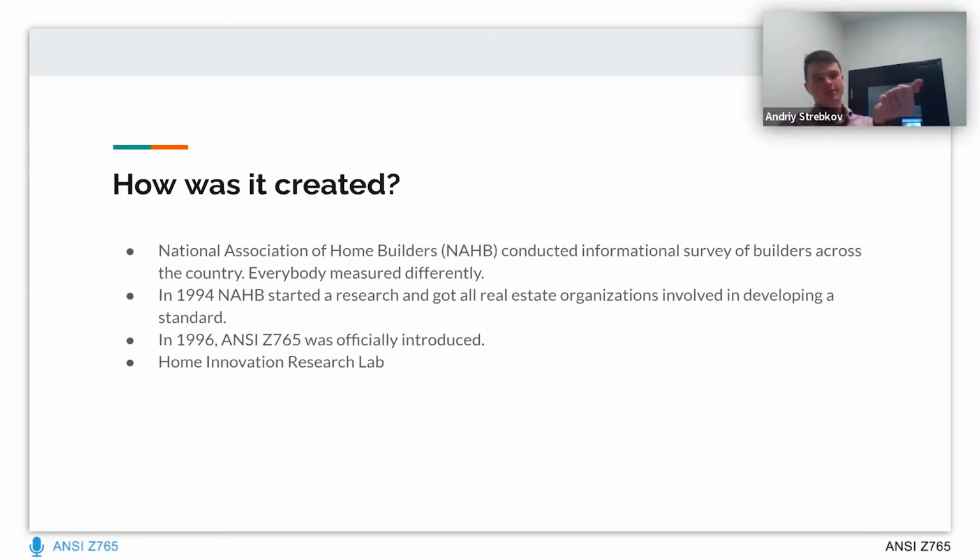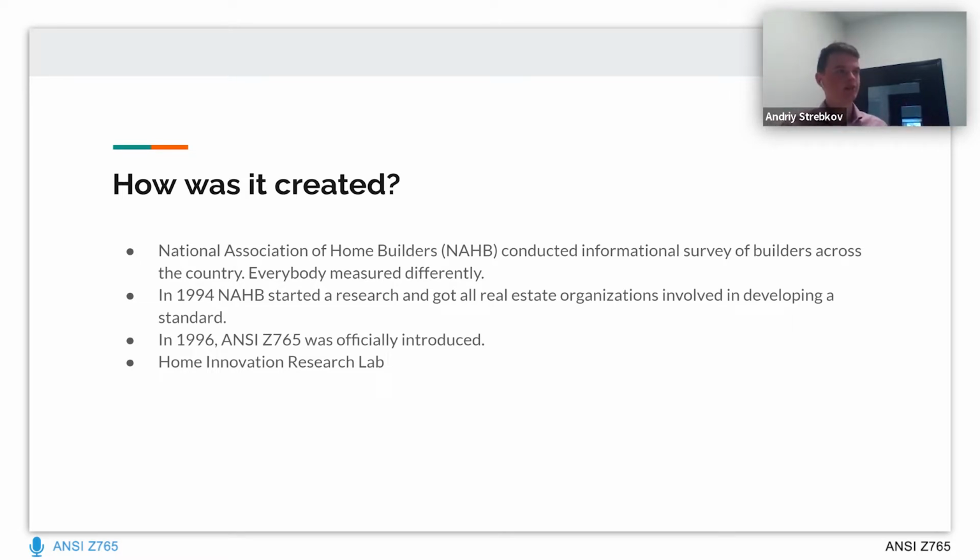How was it created? That's a good question. Why do we have so many standards for everything, regulations and all that? Back in the 90s, the National Association of Home Builders conducted research and surveyed multiple builders across the United States from coast to coast. What they noticed is that everybody measured their properties differently. It's not consistent. Somebody would include the balconies and porches in the total square footage. Some companies would measure paint to paint. And some people would include exterior walls. So there was no consistency in the industry.